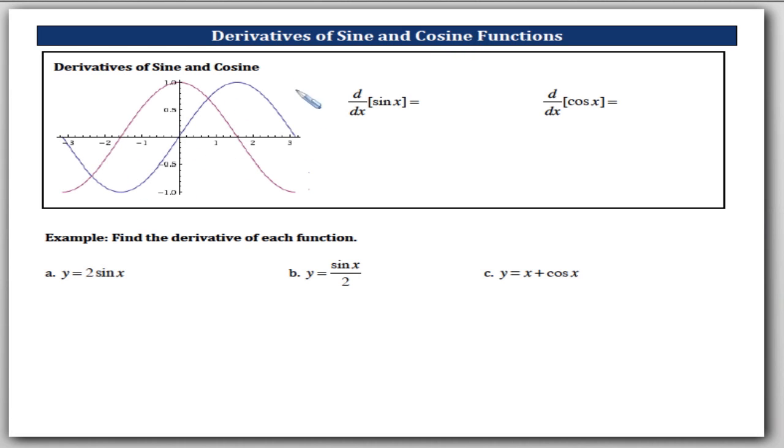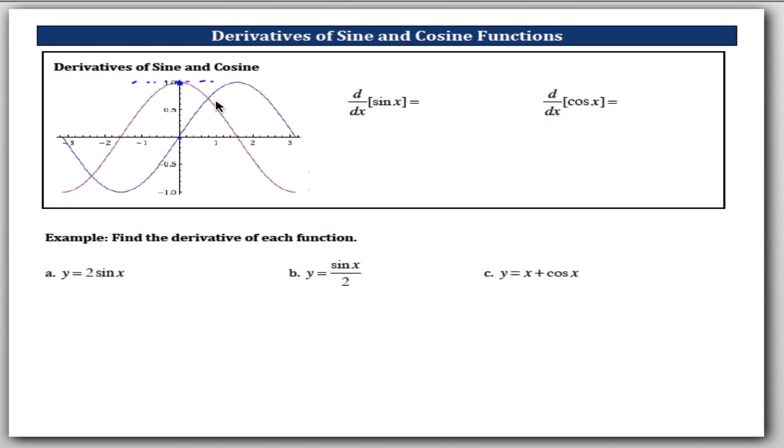So here you see I've given you the graphs of each one. Here's our cosine function, here's our sine, and we can see that the relationship between the derivatives of one and the other are kind of related. So if we look at the derivative of cosine at 0, what is that slope? Well, the slope is 0. And if we look at the sine function, it equals 0 at that point.